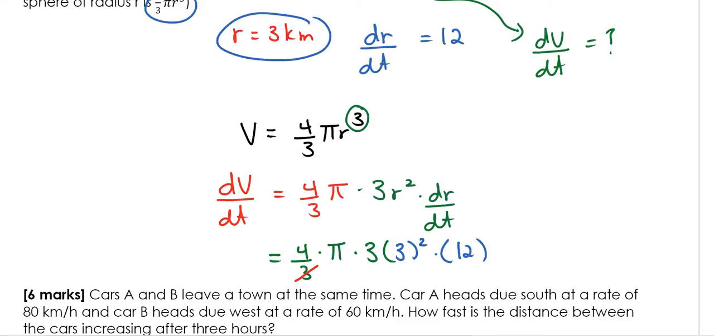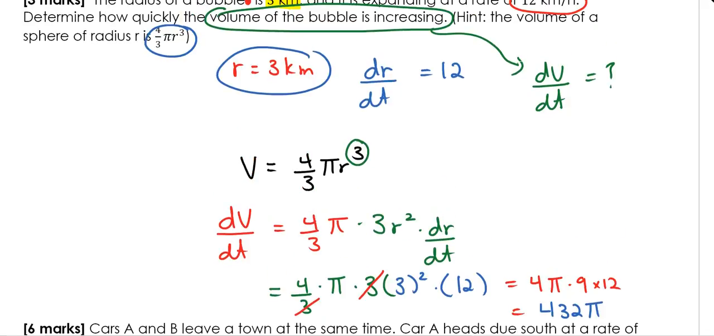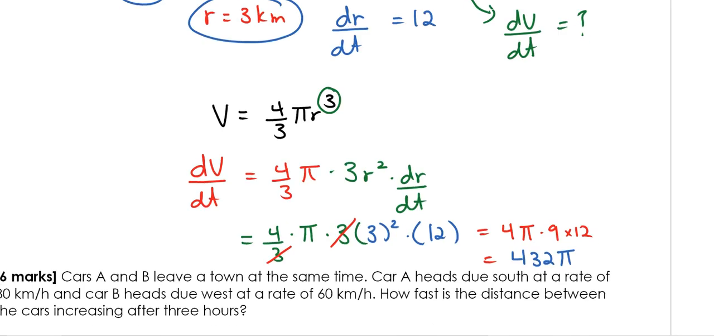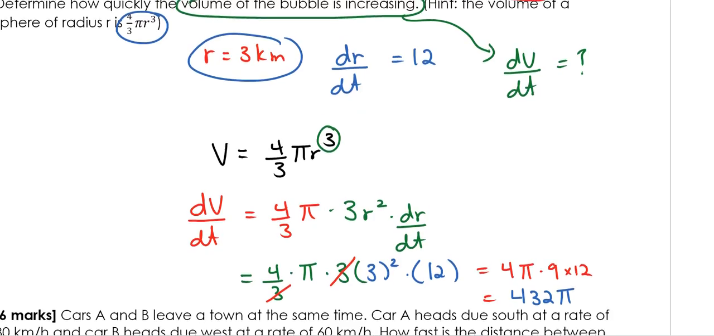We can go ahead and simplify this. Those cancel out. So this is going to be 4 times pi times 9 times 12, and if I go ahead and go to my calculator here, this is going to be 432 pi. Alright, so that's how fast the volume of the bubble is increasing, given the information in this question here. Okay, so that question's not too bad. You just take the derivative of your volume formula here and you just plug in the numbers. Pretty easy, that one.